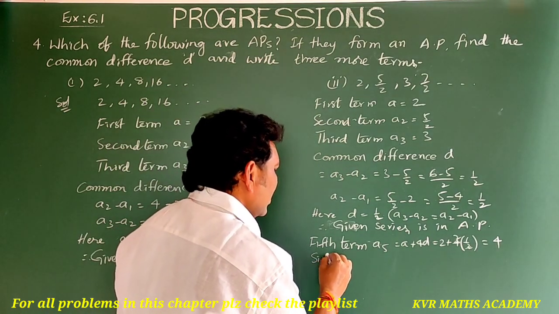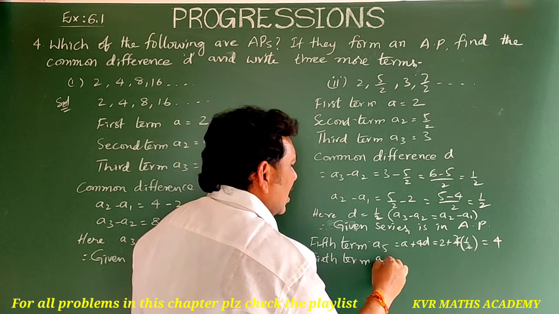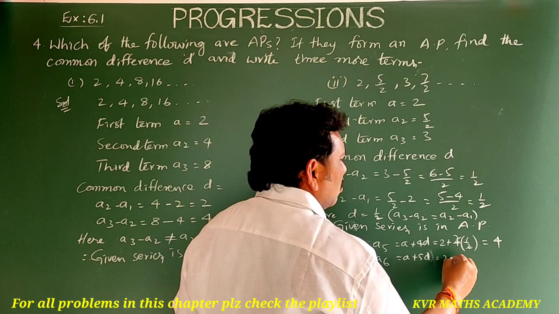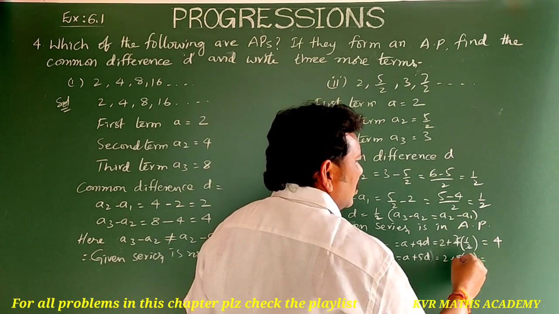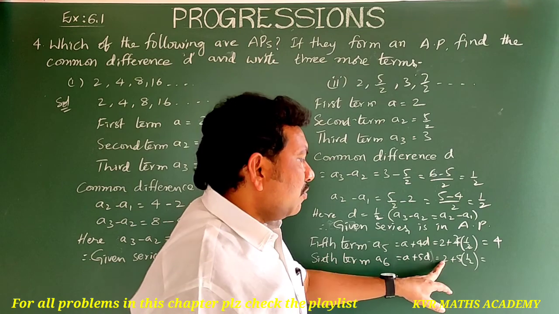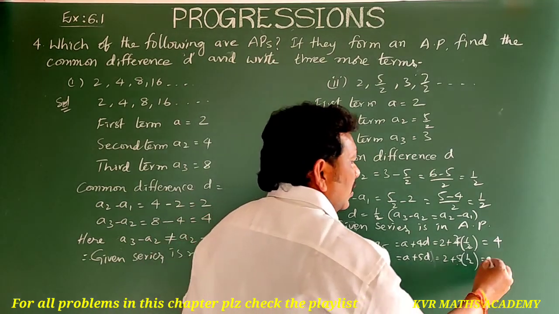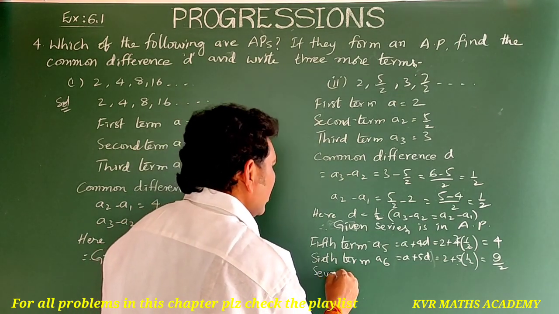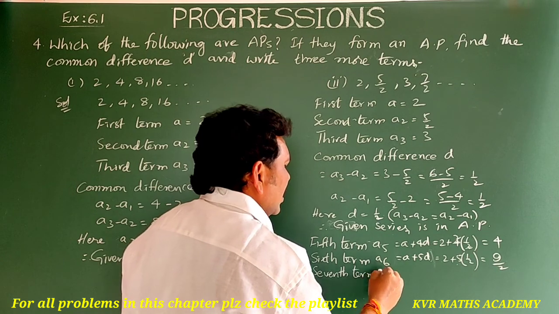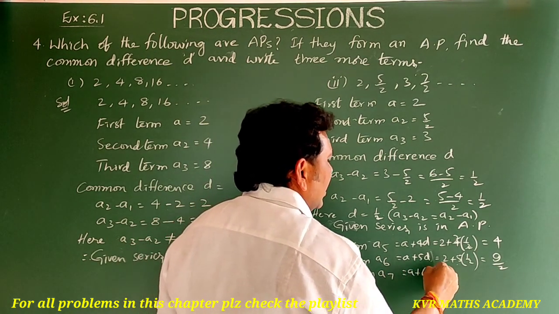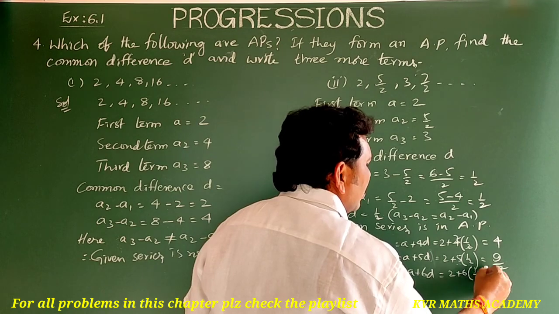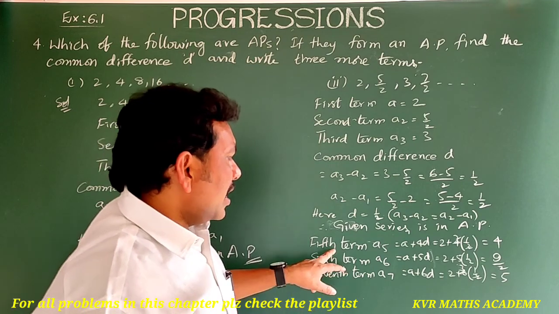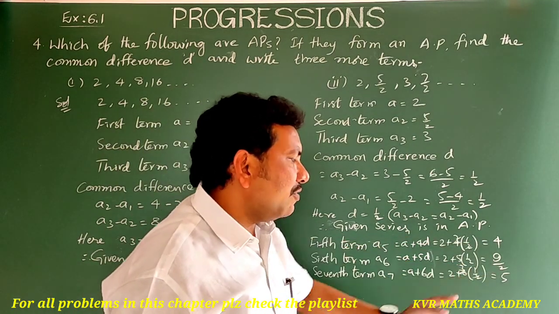Next, sixth term a6 is equal to a plus 5d, so 2 plus 5 into 1 by 2, which is 5 by 2. 2 times 2 is 4, plus 5, that is 9 by 2. Next, seventh term a7 is equal to a plus 6d, that is 2 plus 6 into 1 by 2, which is 2 plus 3, that is 5. Therefore, the remaining three terms are 4, 9 by 2, 5.